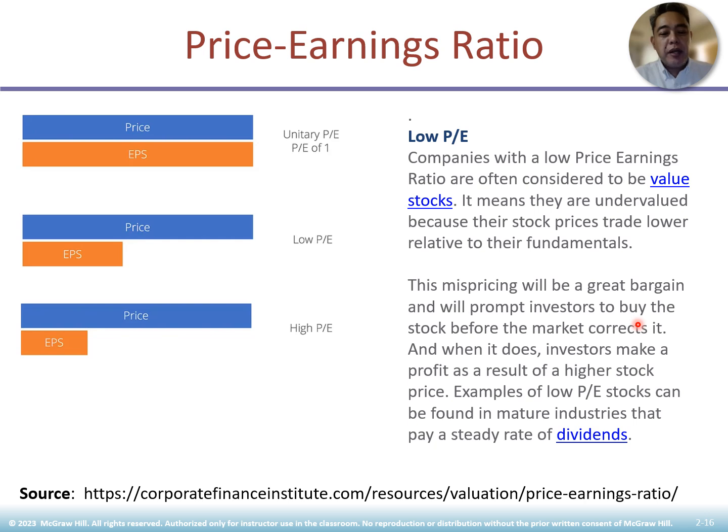Now, examples of low PE stocks can be found in industries that are mature enough and give dividends. Like say, at one point in time, General Electric was listed, they have since delisted, and they provided a lot of dividends. So GE is one of those.